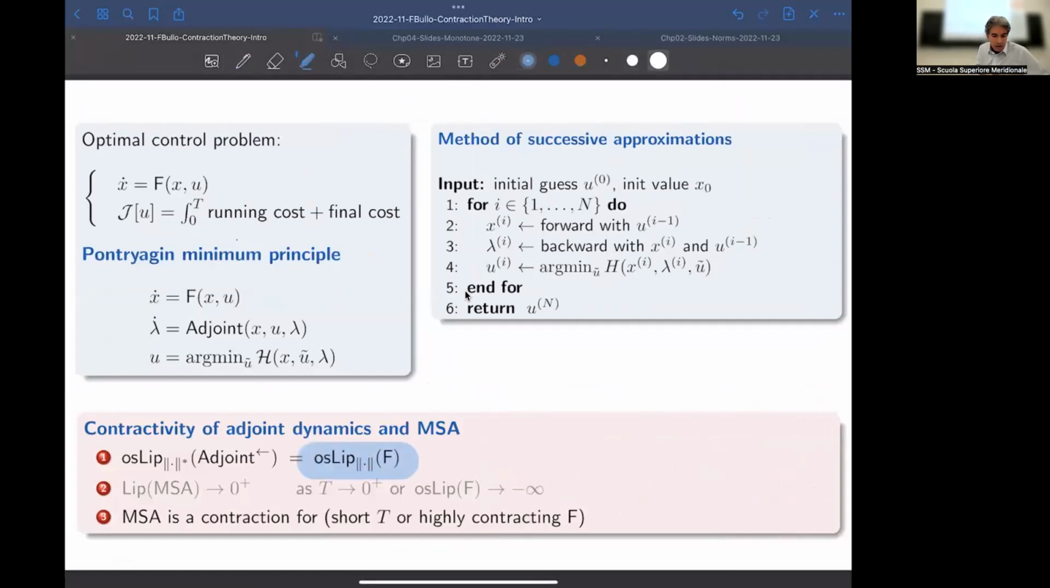I have a vector field F, and for the last 7.5 hours or more, I've talked to you about this one-sided Lipschitz constant. It tells you the contractivity rate. That's for the forward dynamics.